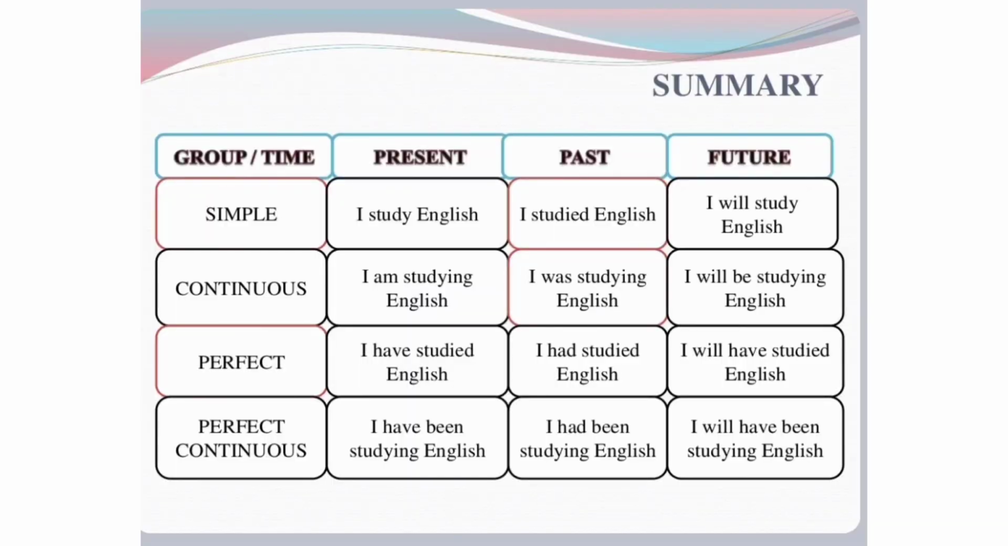You can just go through another example for briefing out the 12 forms of the verb of present tense, past tense, and the future tense.